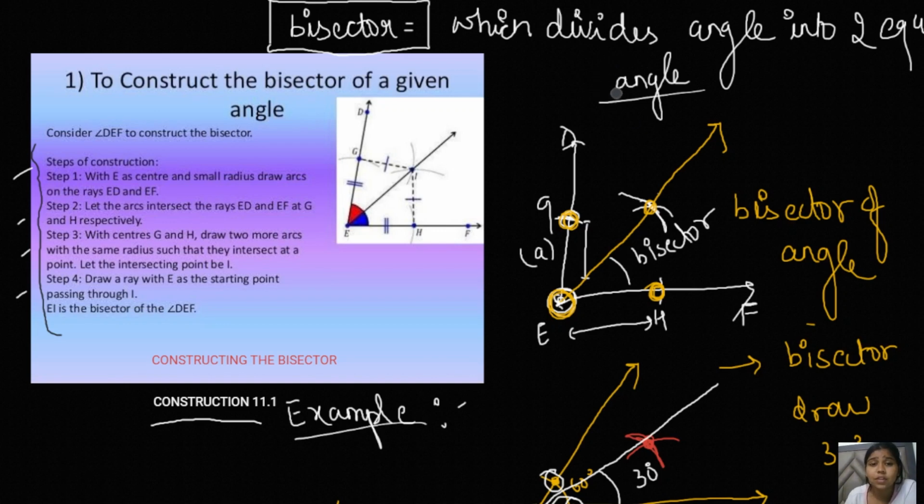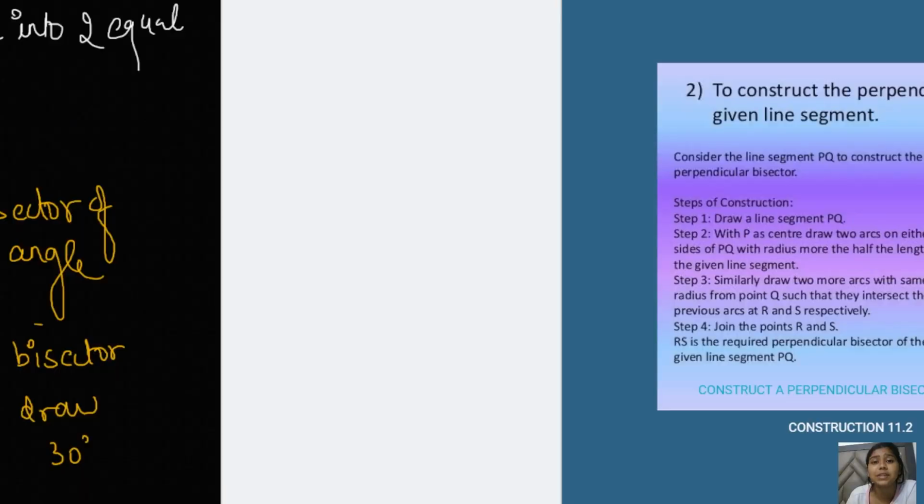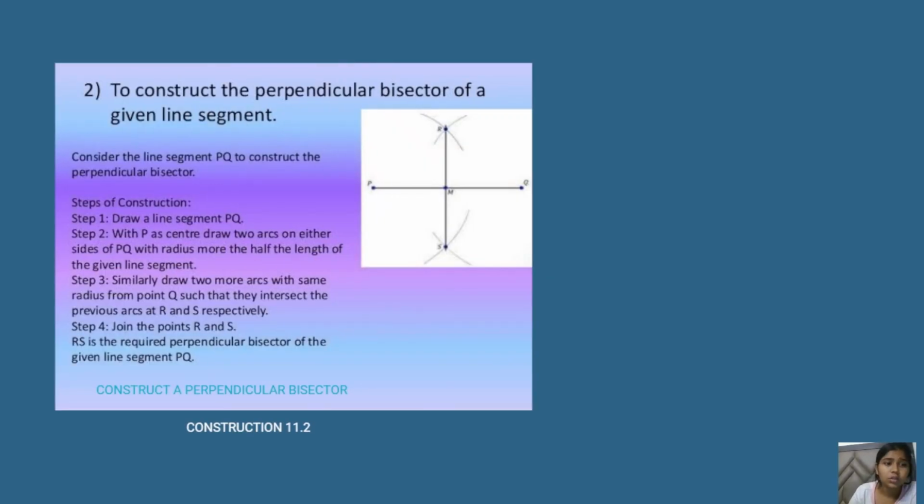But since I have given the example, I hope you people could better understand how to form the bisector of the given angle. So now let's move forward towards our another construction, that is construction 11.2.